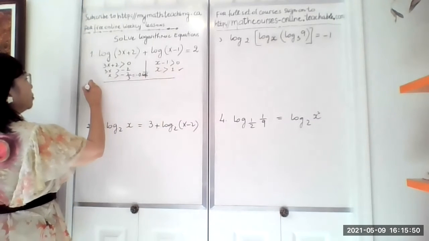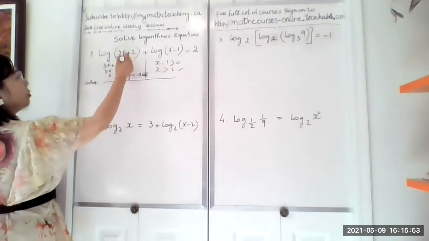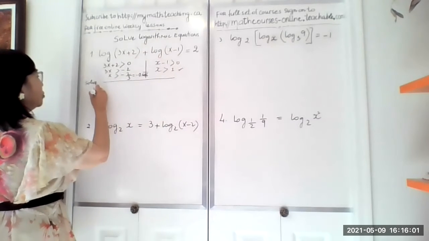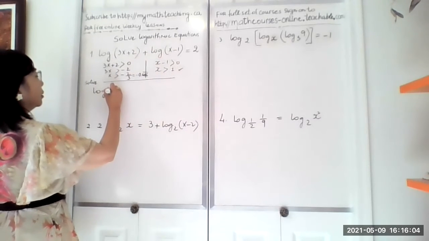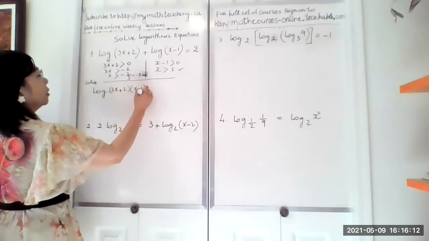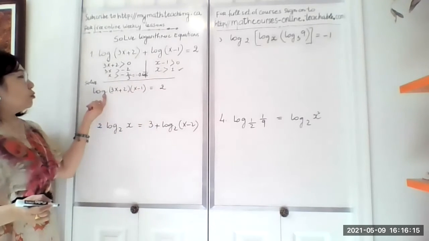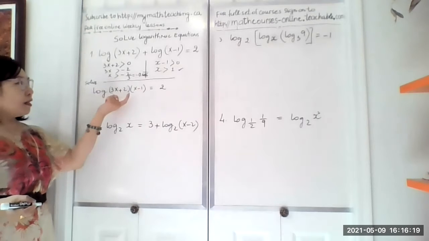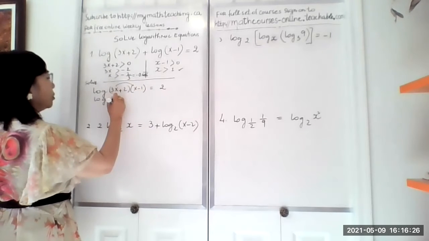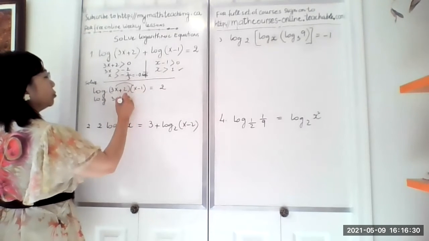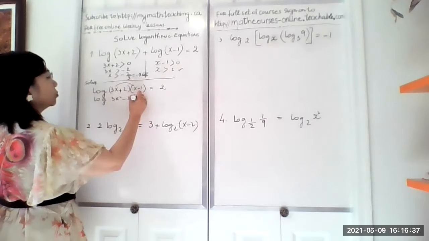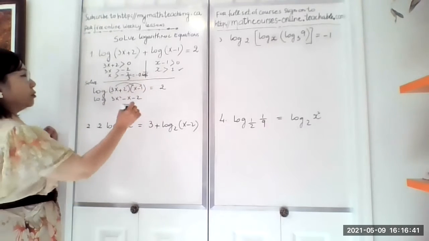Now let's solve this. You will combine using the law of logs: adding means multiply. So you join two logs into one log, and you multiply these two brackets together: log of (3x plus 2)(x minus 1) equals 2. Noticing that this is base 10, let's multiply the brackets first. 3x times x is 3x squared. Minus 3x plus 2x is minus 1x. And 2 times minus 1 is minus 2. So that's the equation.